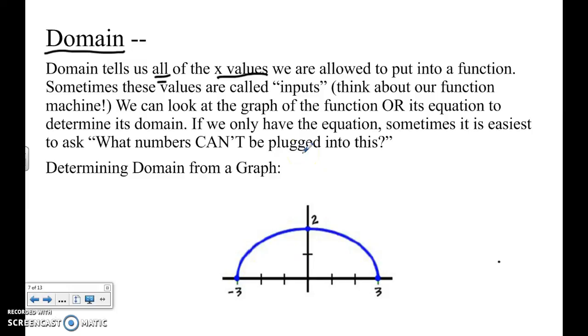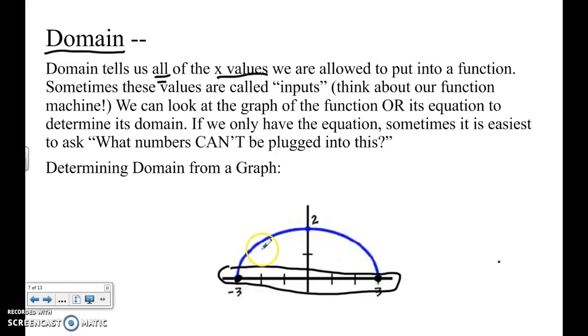But what we're going to look at today is graphs and tables to try to identify the domain. So when I'm looking at this, I'm trying to identify all the x values. If you guys remember, this is my x-axis right here. And I want to identify all the x values that this graph exists for. So it looks like it starts here at -3 and it ends here at 3.